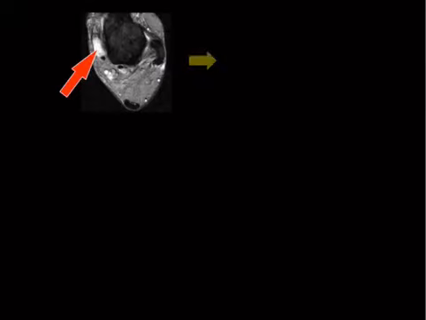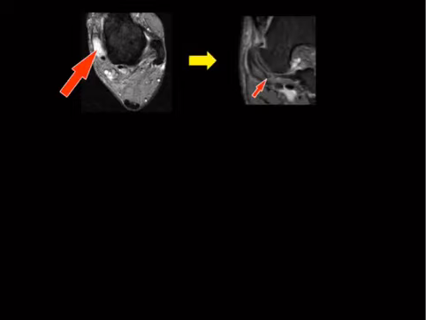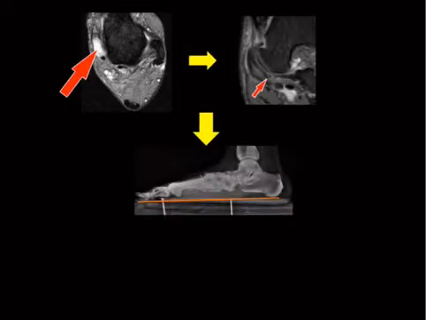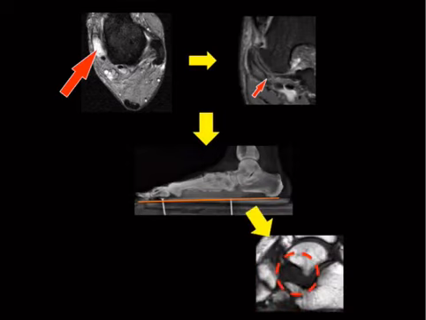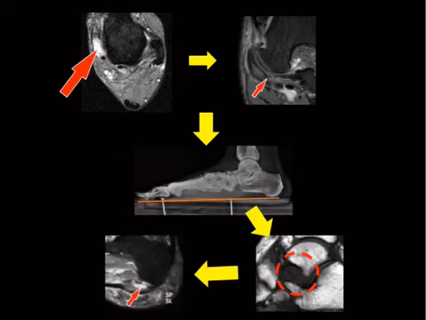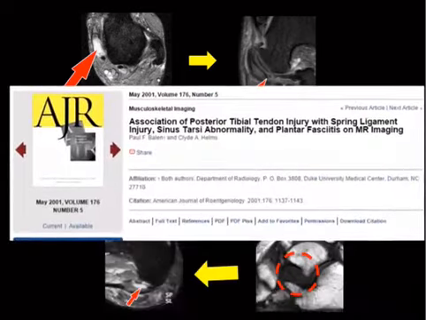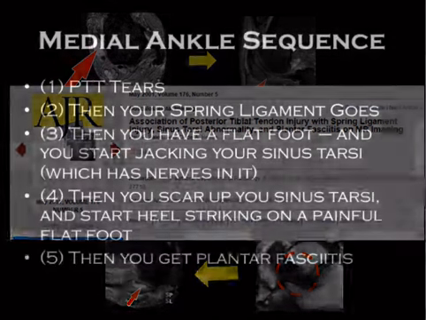So this is the sequence. Posterior tibial gone. Spring ligament gone. Flat foot. Sinus tarsi. Now you've got a wobbly foot, and you begin to have an abnormal gait and heel strike on your painful flat foot. And then you get plantar fasciitis. So this has been described in the literature as a known sequence that occurs. If you see one thing, you're supposed to look for the next, and if you see the next, then you're supposed to look for the next one. All that ankle pathology sort of goes together like that.